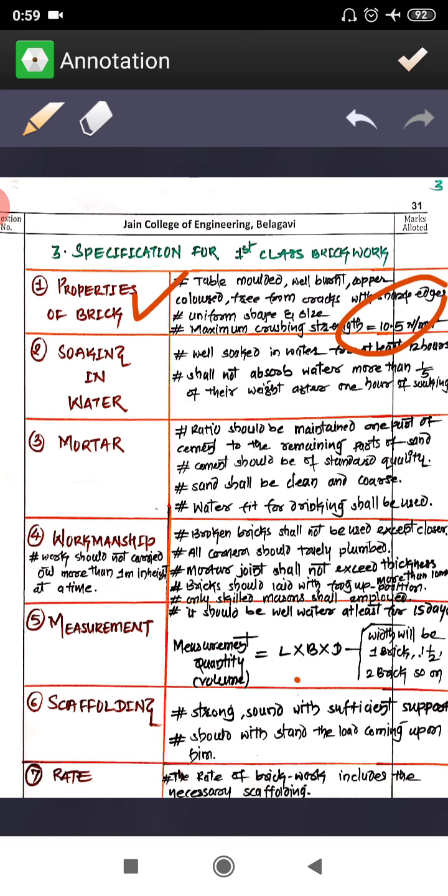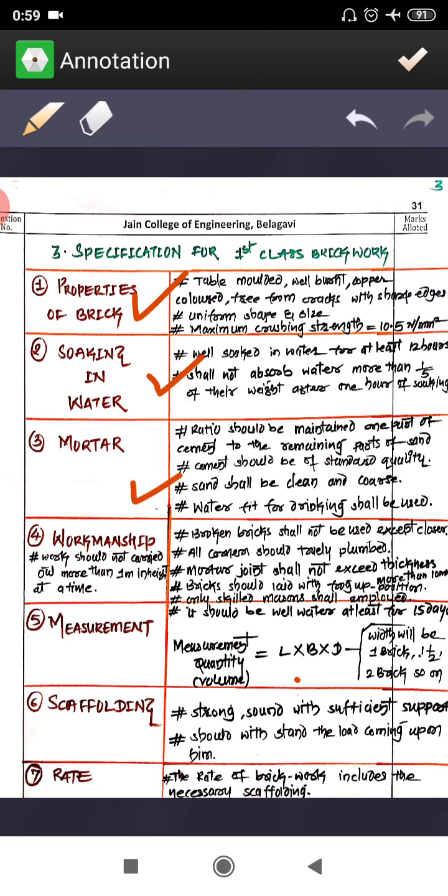There may be chances that you may get an objective type question on that 10.5 Newton per mm square. These are the properties that you have to keep in mind. If you know a few more points, then just write them down there. Then soaking in water: the brick should be well soaked in water for at least 12 hours, and shall not absorb water more than half of its weight. And after soaking of 1 hour, that soaking criteria you have to keep in mind.